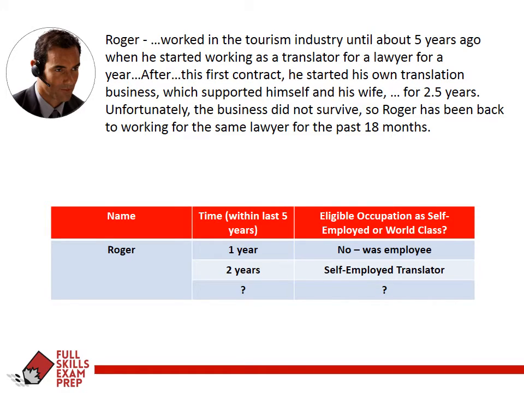If we take a look at the second element of his career, we can see that he started a business, a translation business, which supported himself and his wife. And they ran that for 2.5 years. So this would count. Remember that this counts as 2 years, not 3 or not 2.5. And it counts because, of course, it's an eligible occupation. And also he was self-employed.